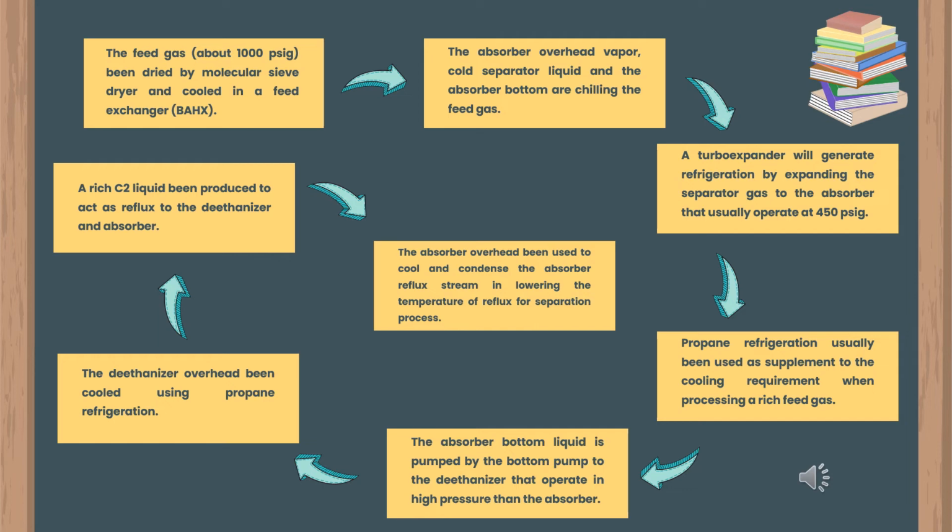Propane refrigeration is usually used as a supplement to the cooling requirement when processing a rich feed gas. The absorber bottom liquid is pumped by the bottom pump to the de-ethanizer, which operates at a higher pressure than the absorber. The de-ethanizer overhead is cooled using propane refrigeration. A rich C2 liquid is produced to act as reflux to the de-ethanizer and absorber. Lastly, the absorber overhead is used to cool and condense the absorber reflux stream, lowering the temperature of the reflux for the separation process.